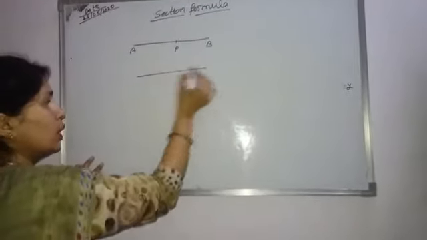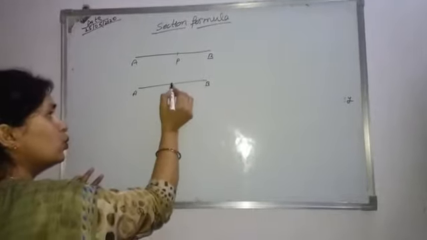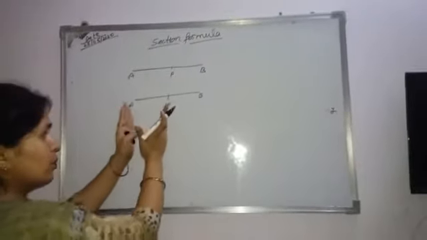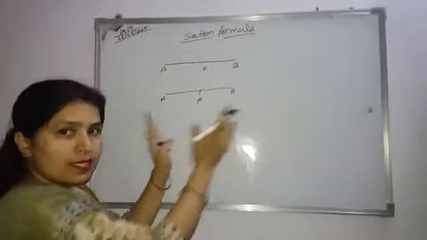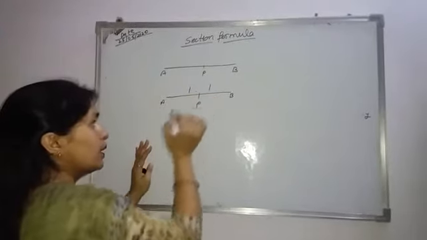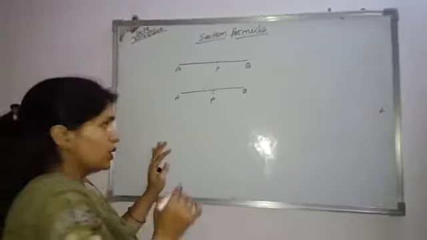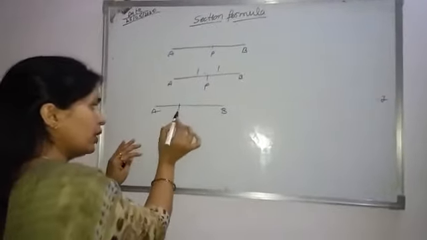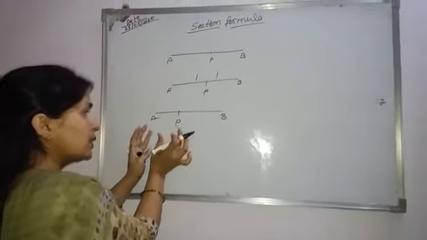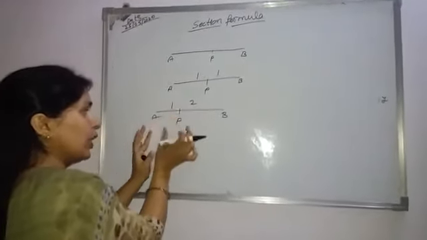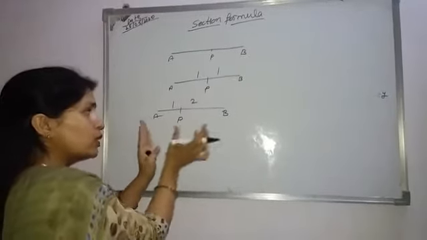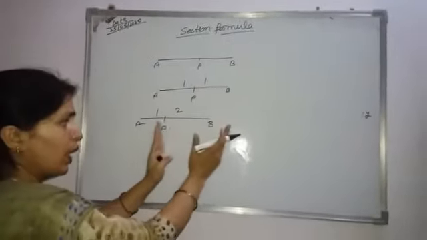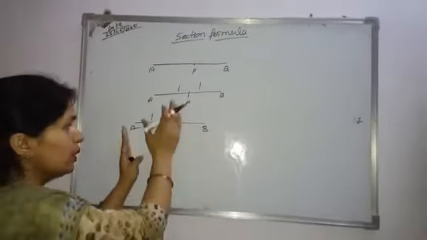Suppose A and B are the 2 points, and P is the midpoint. Midpoint means on both sides we have the same part, so in that case the ratio will be 1:1. Suppose P is a point such that the ratio is 1:2. It means one part of the total length is on one side and two parts are on this side. So this is the meaning of ratio.